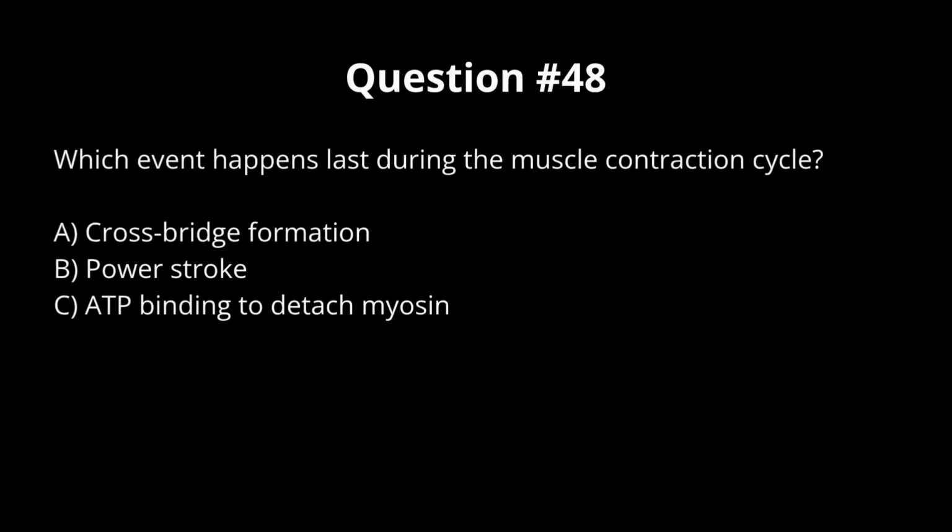Question number 48. Which event happens last during the muscle contraction cycle? A. Cross bridge formation. B. Power stroke. C. ATP binding to detach myosin. The correct answer is C. The final step is ATP binding to myosin, which causes detachment from actin and resets the cross bridge.